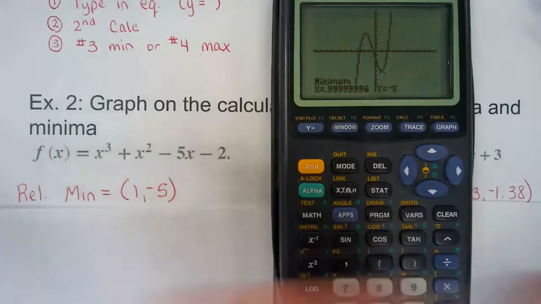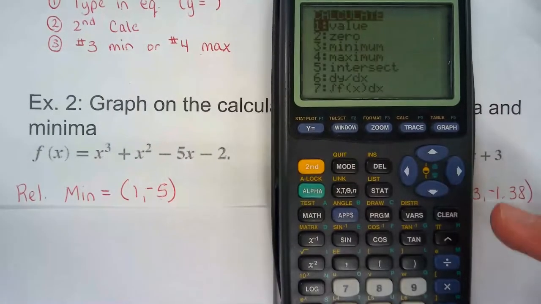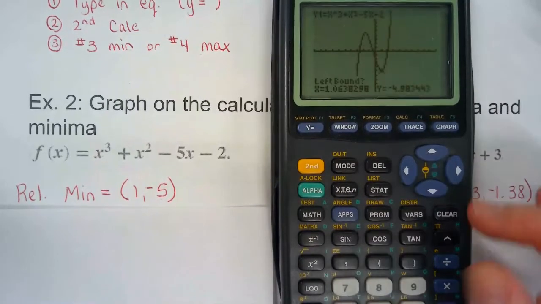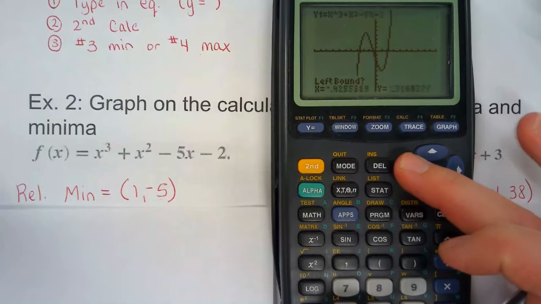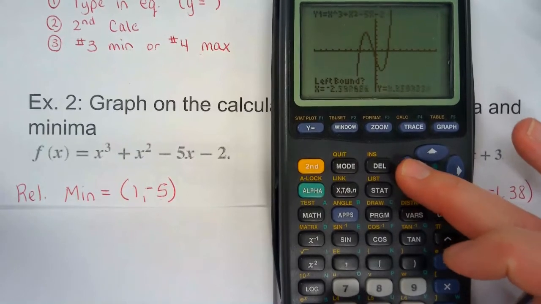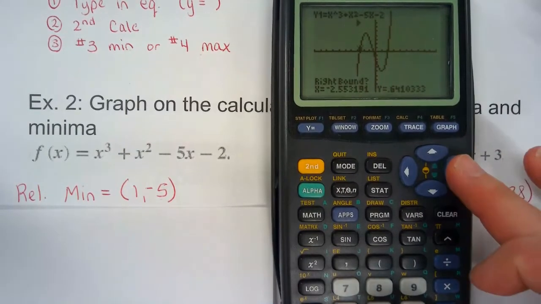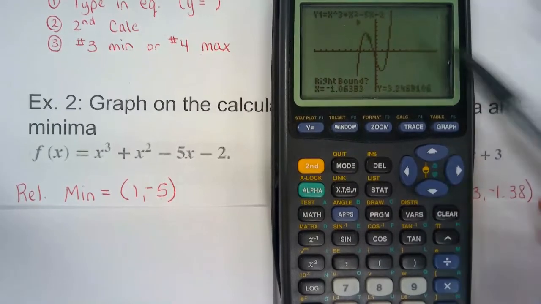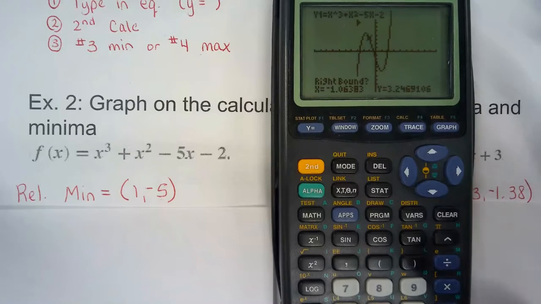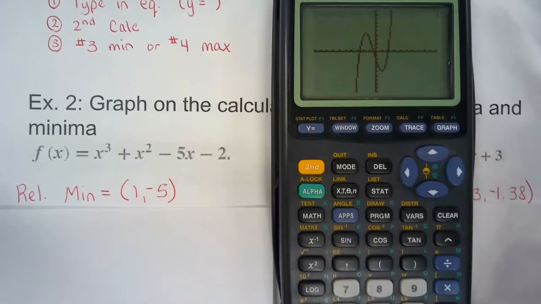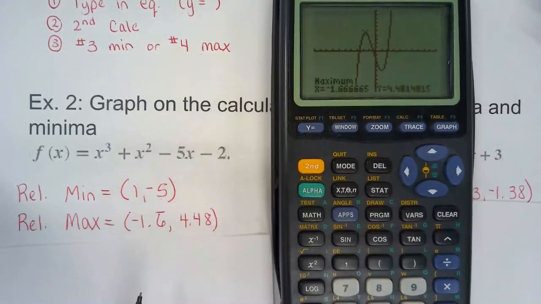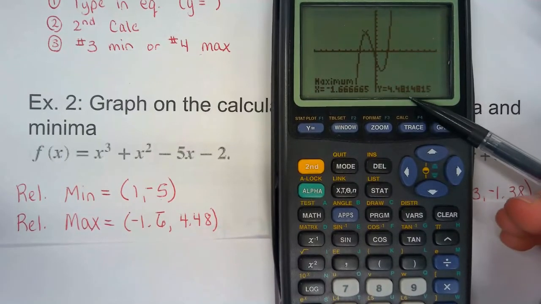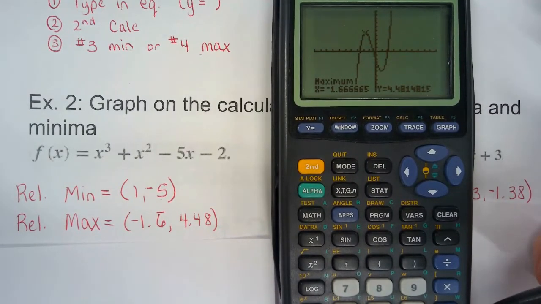Then I would do the same thing for my relative max. So I'm going to the maximum button now. And then I'm going to make sure that I am left and right of my relative max. So I am left of that maximum up there with my cursor. I'm going right of that guy over there. And then I'm hitting enter. So my relative maximum is at negative 1.6 repeating, and then about 4.48 when you round.